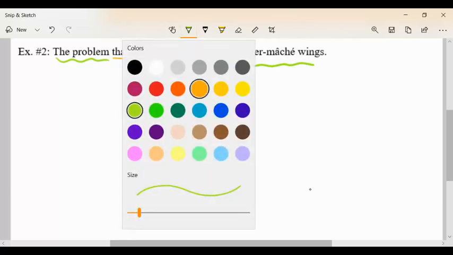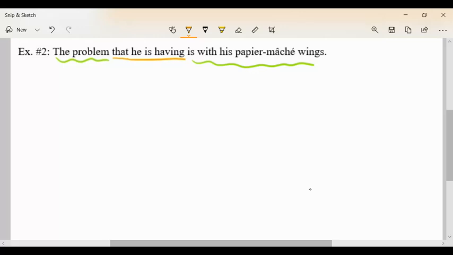This is your adjective or relative clause: that he's having. The reason I know that is because the sentence has to still make sense without it. The problem is with his paper mache wings. If I took this orange line all the way to the end, then all I would have left over is the problem. So there has to be a sentence. So here's our adjective or relative clause: that he is having.